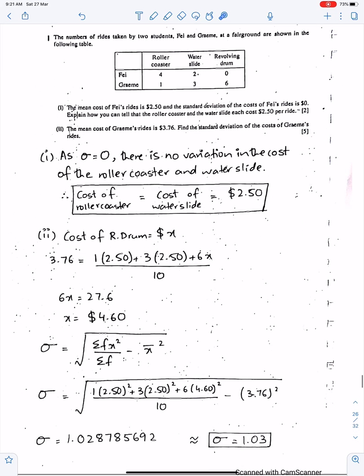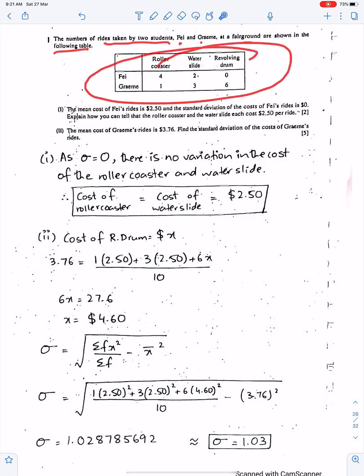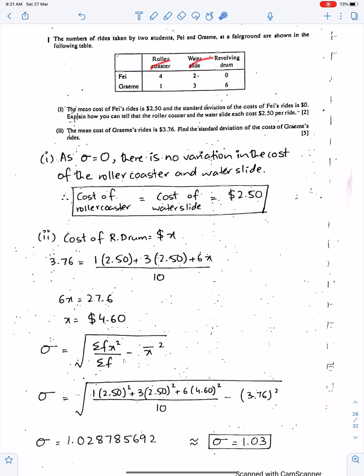Next question. This is question number 1 from my book, and this question is very important. The numbers of rides taken by two students, F and G, at a fairground are shown in the table. These are the number of rides: roller coaster, water slide, revolving drum. The mean cost of F's rides is 2.5, and the standard deviation is 0. Standard deviation 0 means all rides must cost the same.